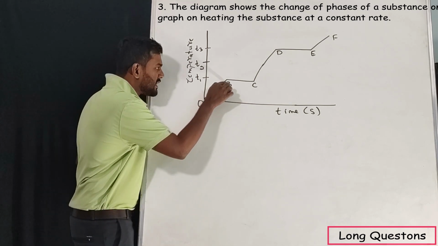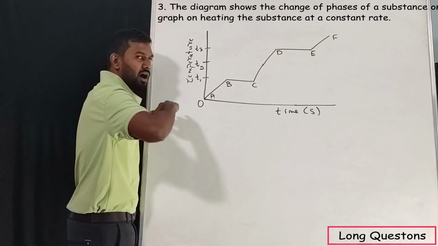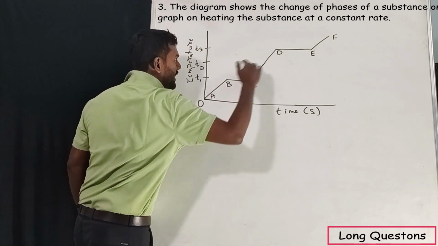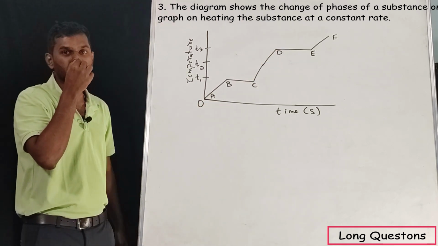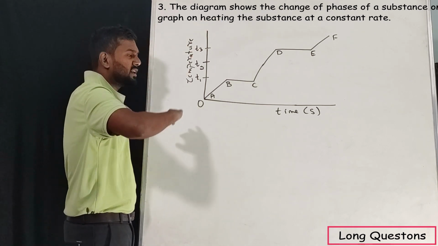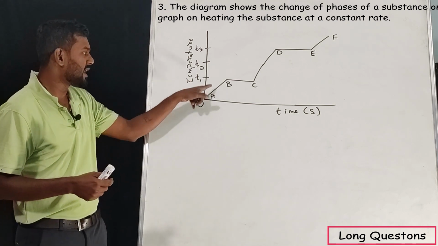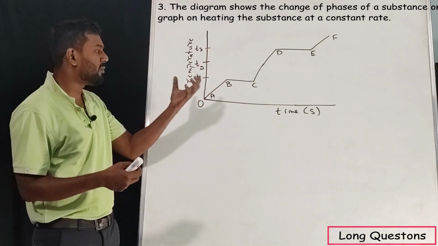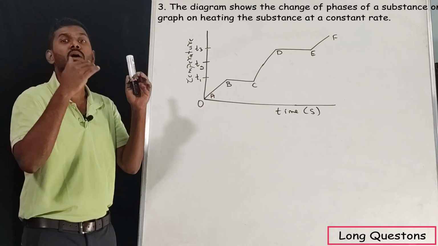So whenever you see these kinds of slopes, AB and CD are slopes, correct? And BC and DE are flat lines. A flat line always represents some process. The slant lines, AB and CD, tell us there is a rise in temperature. How much the temperature rises, we'll talk about it. Whenever there is a flat line, that talks about the process.